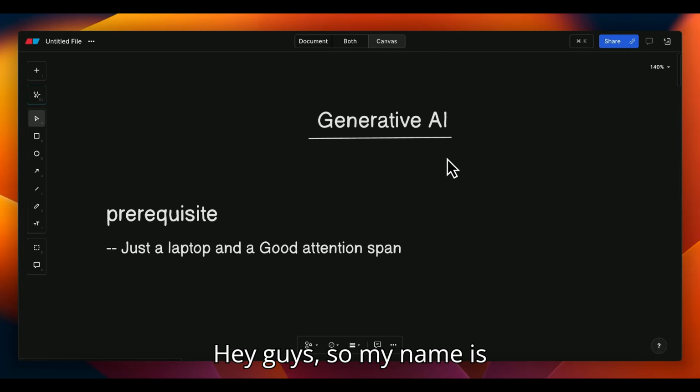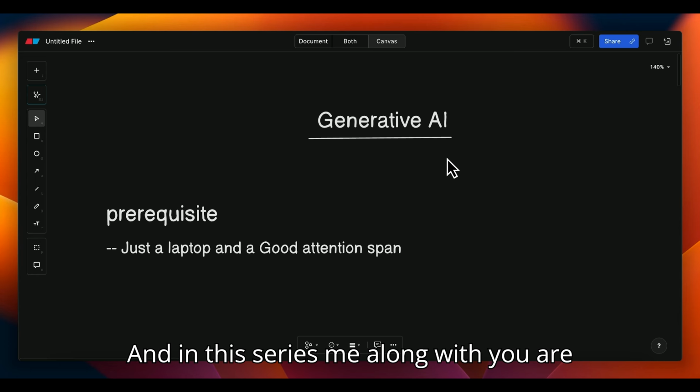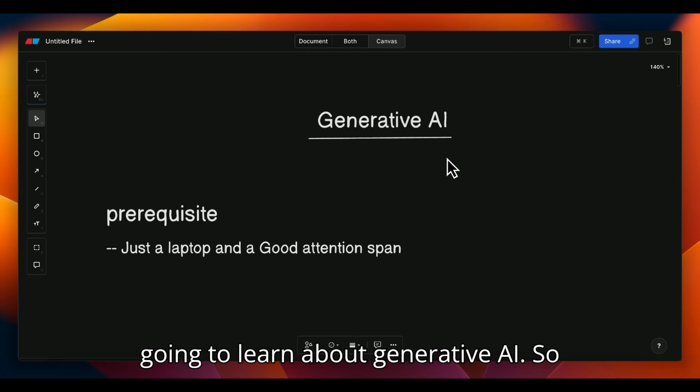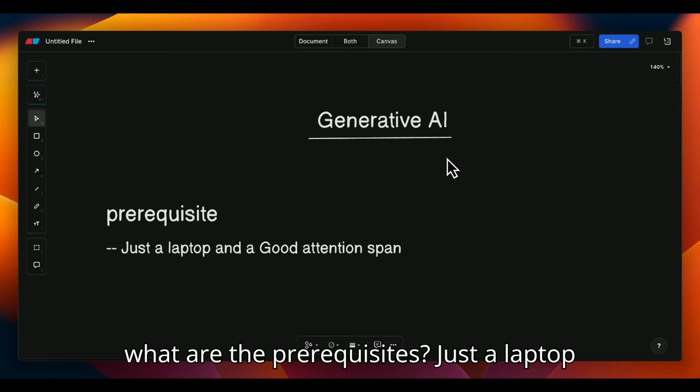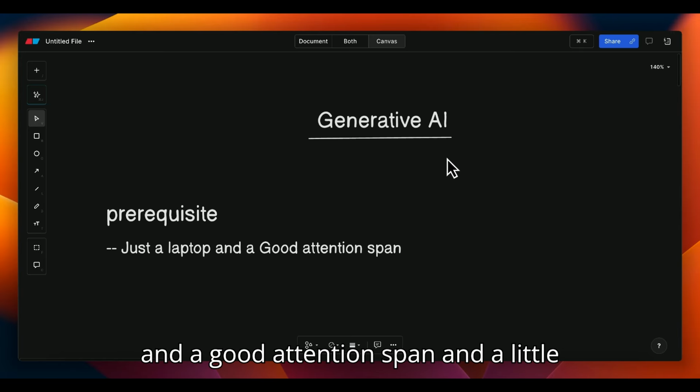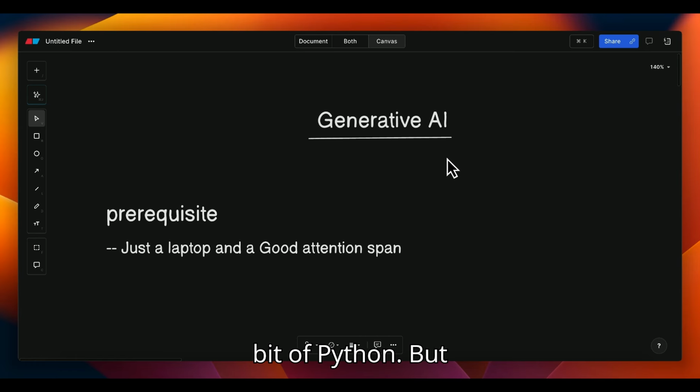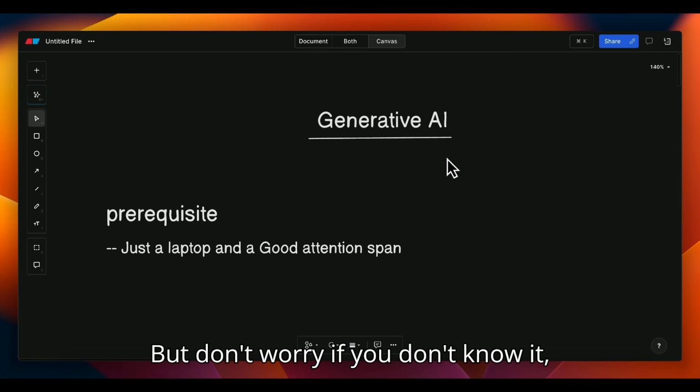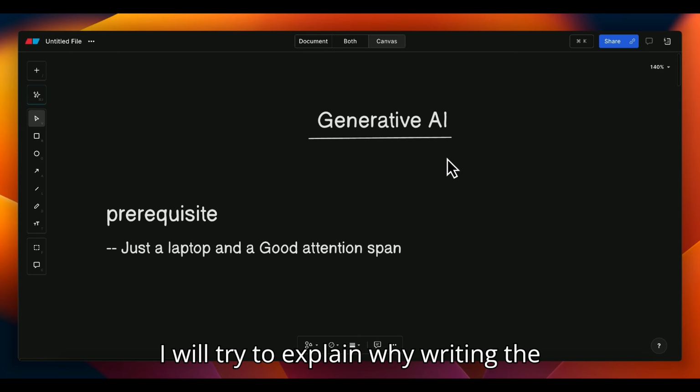Hey guys, so my name is Niladri aka Shumi, and in this series, me along with you are going to learn about generative AI. So, what are the prerequisites? Just a laptop and a good attention span and a little bit of Python. But don't worry, if you don't know it, I will try to explain while writing the code.